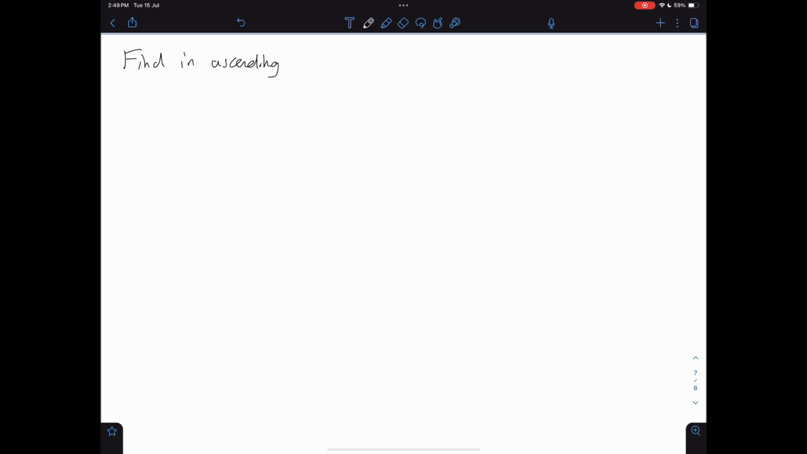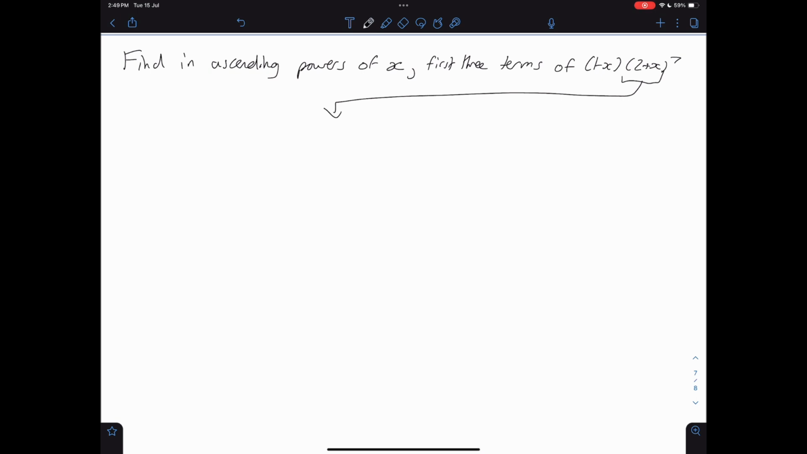So another problem could be: find, in ascending powers of x, the first 3 terms of the expansion of (1 minus x) multiplied by (2 plus x)^7. Now, if you're unsure about how to approach a binomial expansion problem, you really don't know how to crack it, just write out the full expansion. It'll take time, but at least you'll get the marks.